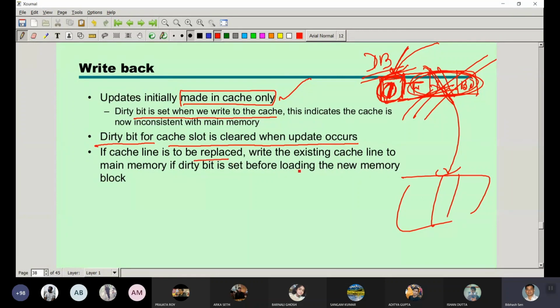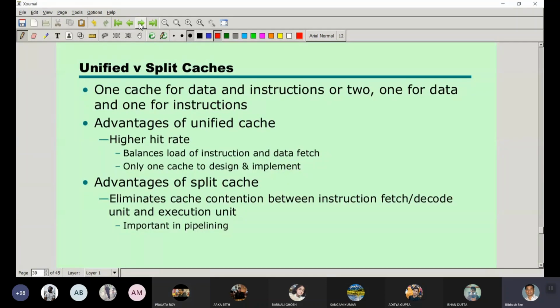If a cache line is to be replaced, write the existing cache line to main memory if the dirty bit is set. Dirty bit set means 1, then load the new main memory block. So am I correct on this point? These two policies can be applied to the write during the replacement. Which one is suitable for us, write back or write through? Write back policy.